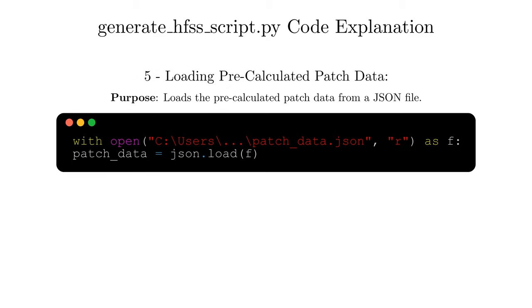Step 5. Loading precalculated patch data. Purpose: loads the precalculated patch data from a JSON file. Make sure that the file path is correctly specified. json.load reads the JSON data into a Python dictionary/list for easy access.